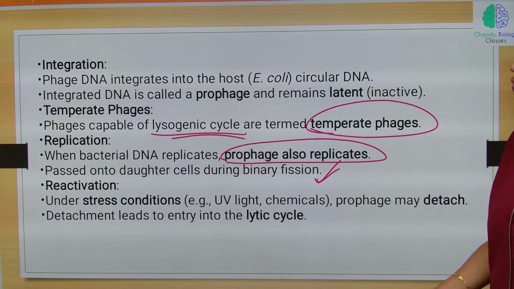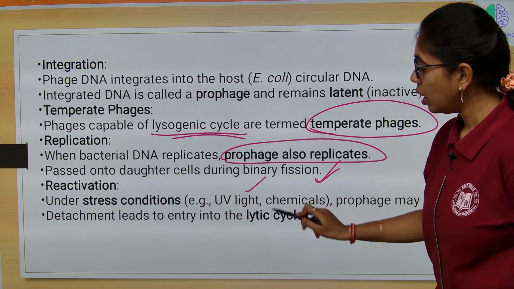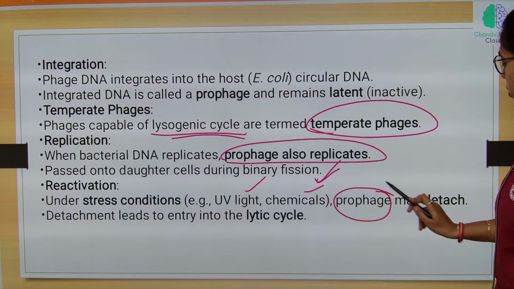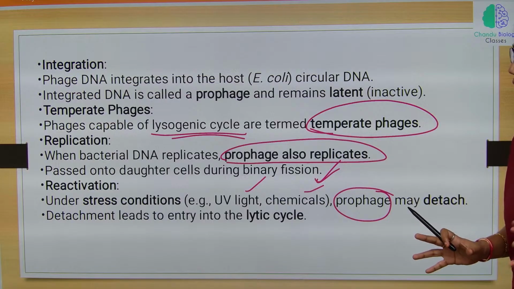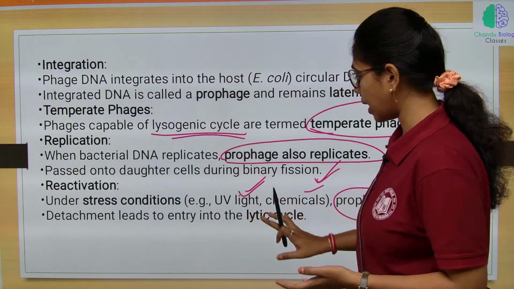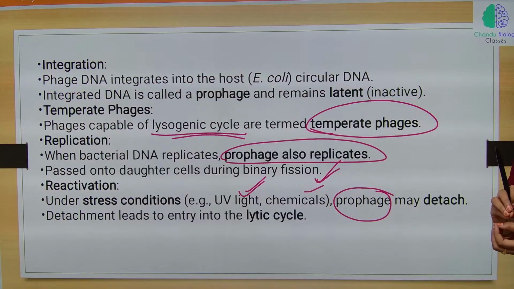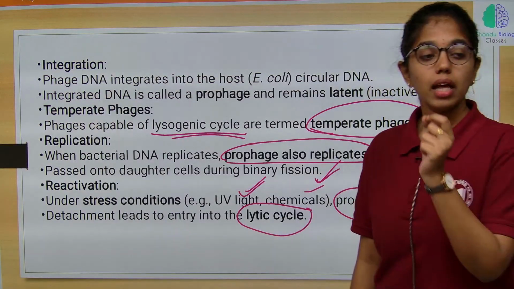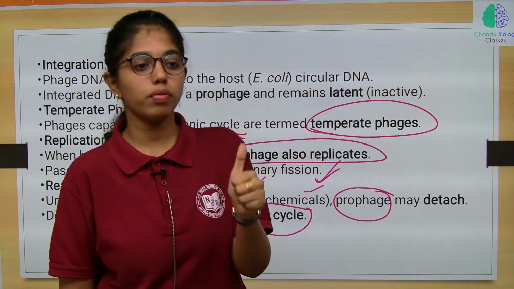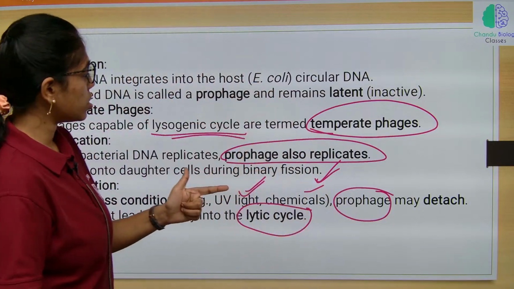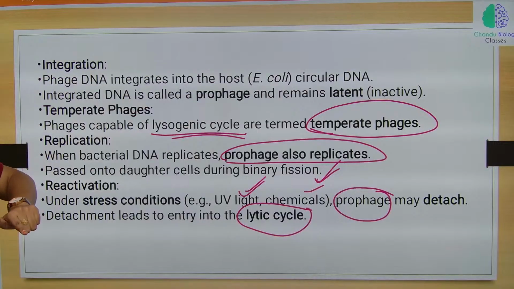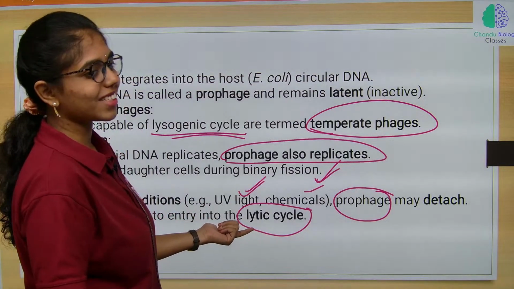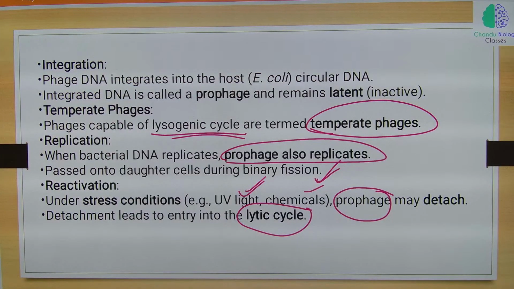Reactivation: during stressful conditions, for example UV light or chemicals, the prophage may get detached. What happens during stressful conditions? The prophage will detach and this detachment will lead to the entry of what? The lytic cycle. The primary difference is the formation of prophage in the lysogenic cycle. The second difference is that temperate phages are formed and from the daughter cells the viral DNA is excised. Viral DNA will be excised and then that starts the lytic cycle. Clear, right?